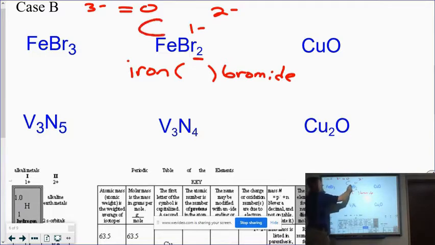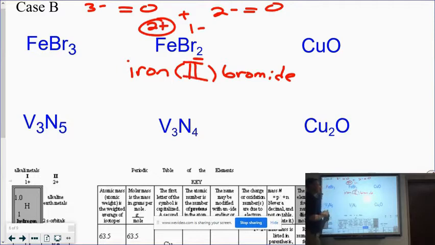So now I got to figure out the charge on this Fe. I only have one Fe, so whatever I put in here plus 2 negative has to add up to 0. So that would be a 2 positive. So it'd be iron 2 bromide.